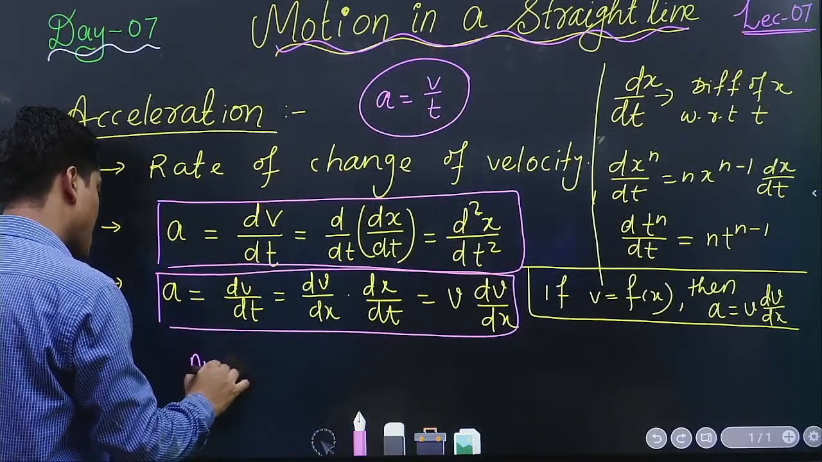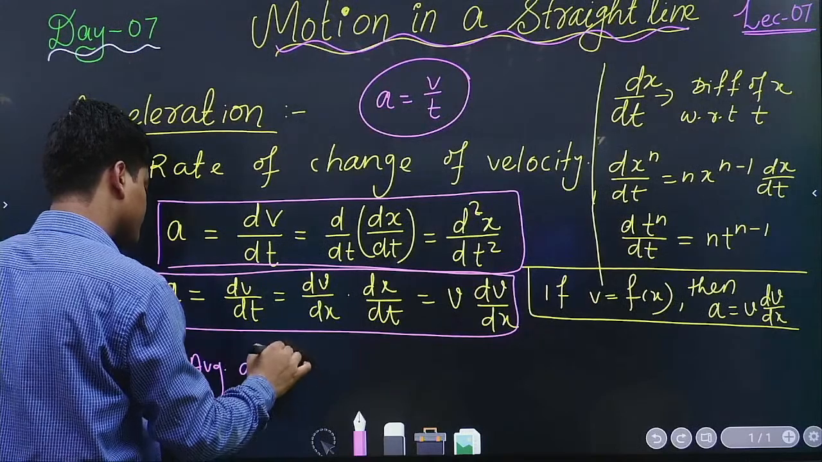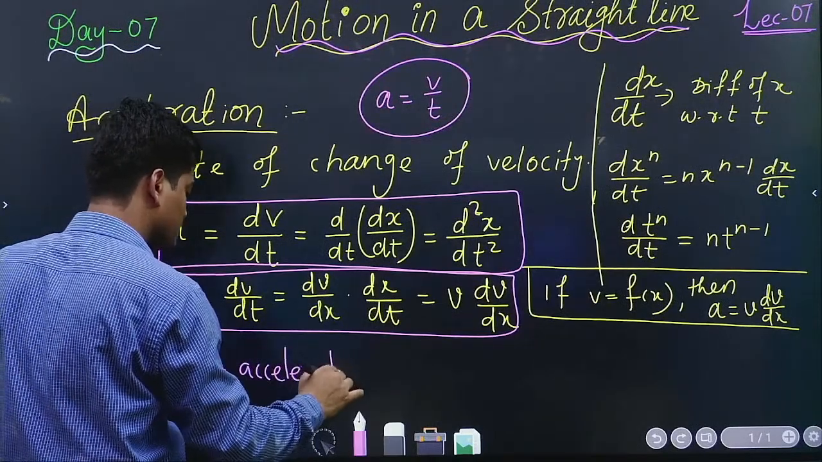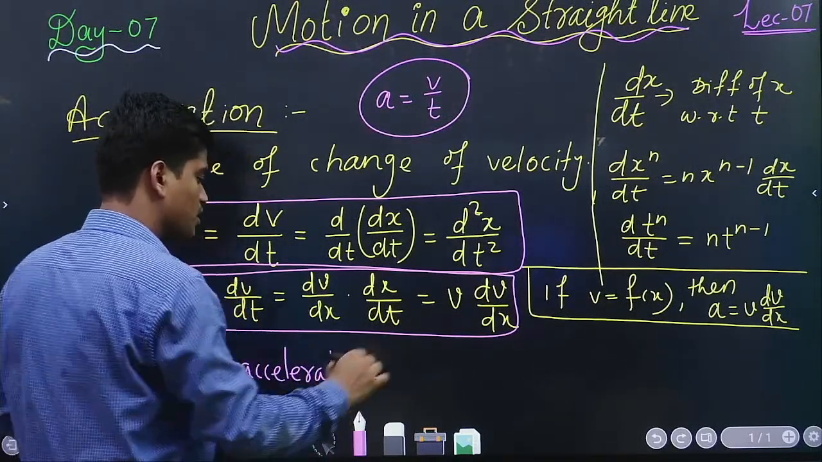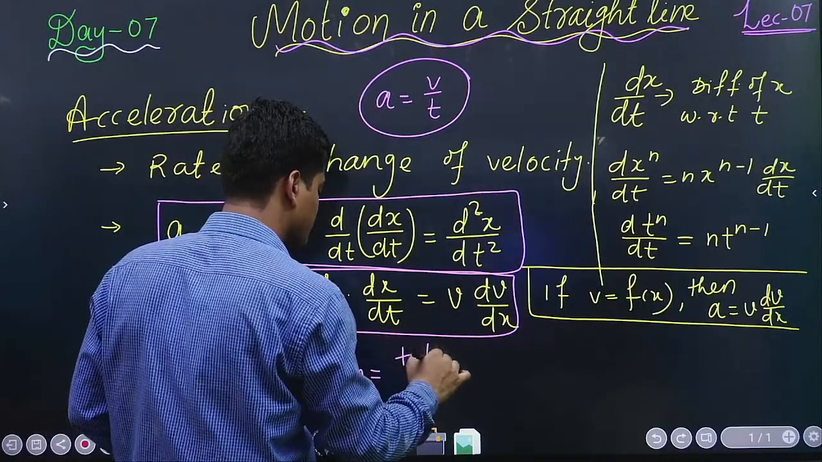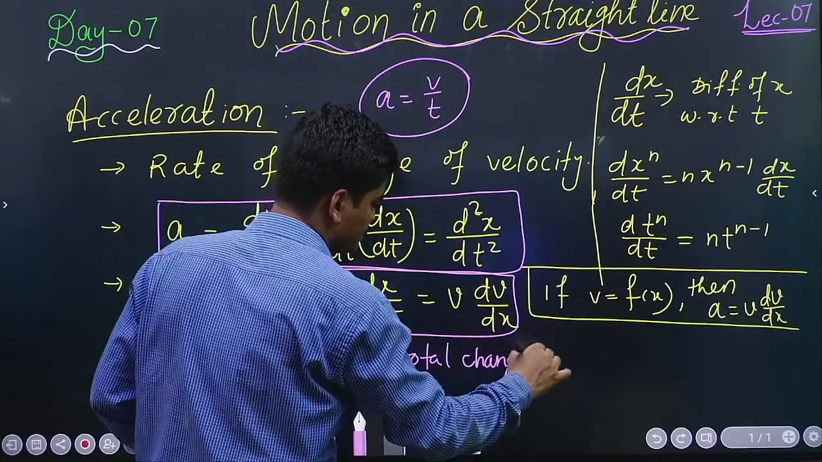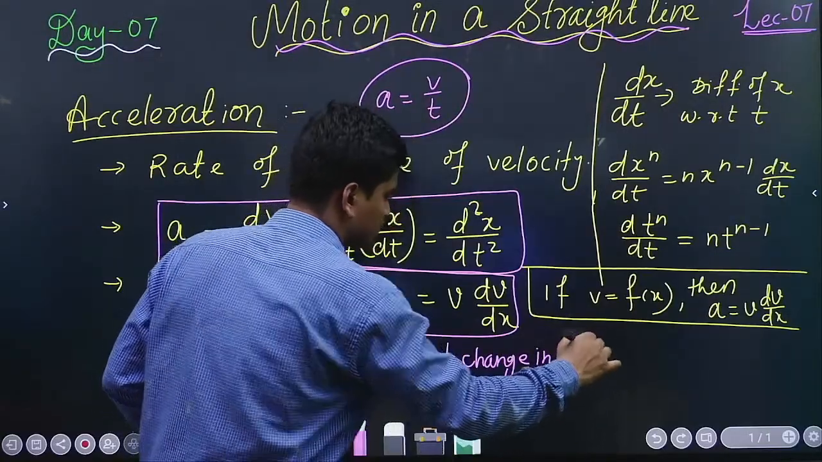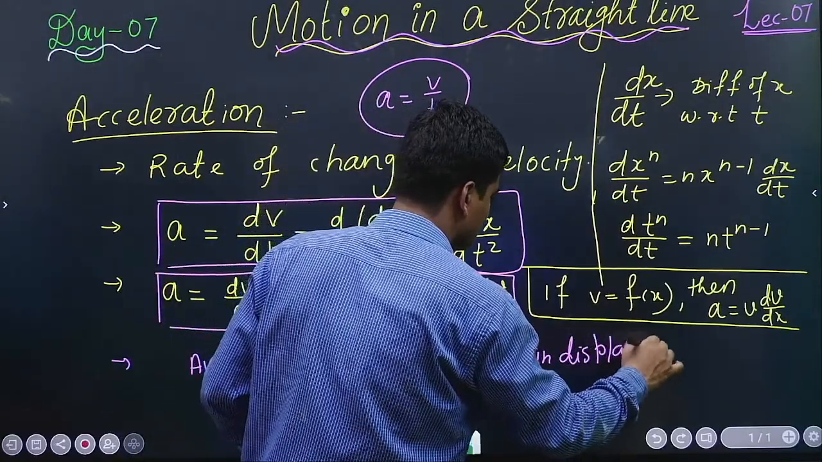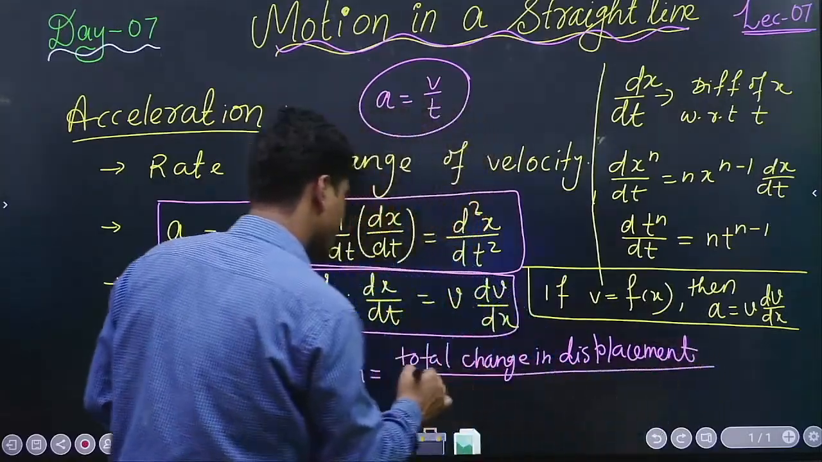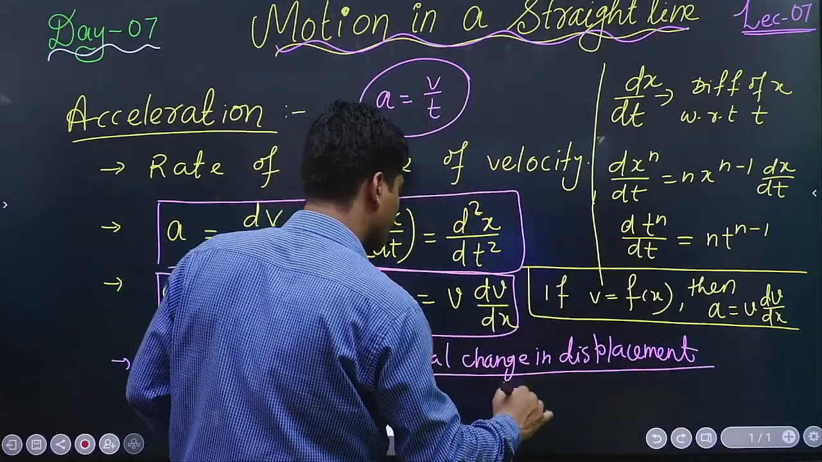One is average acceleration. So what is average acceleration? That is your total change in displacement divided by time taken for that change.